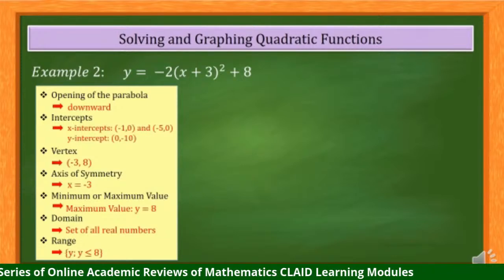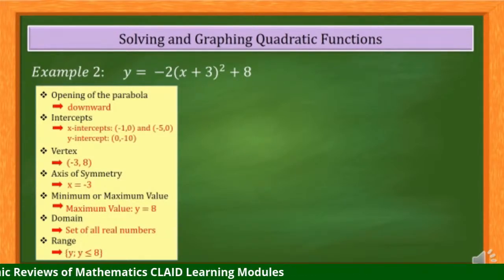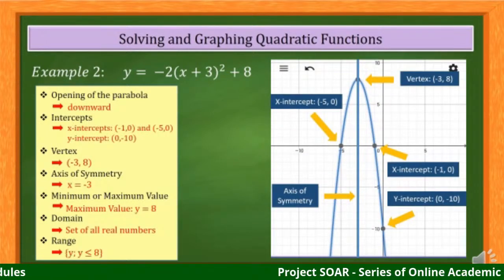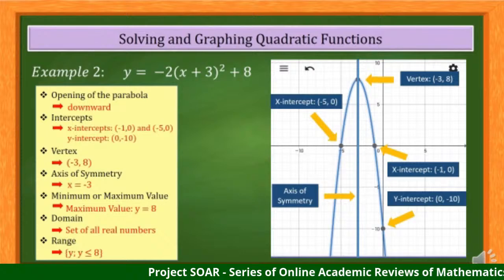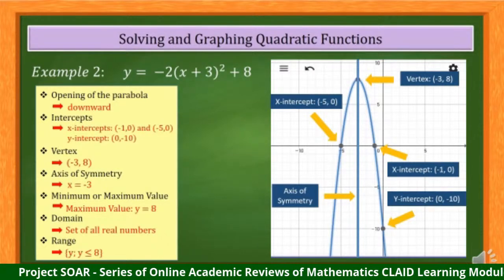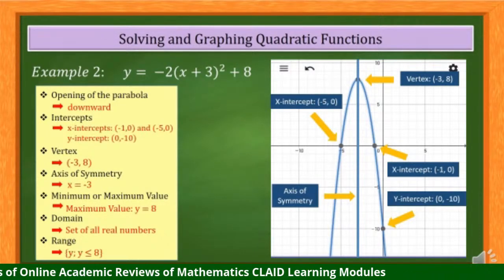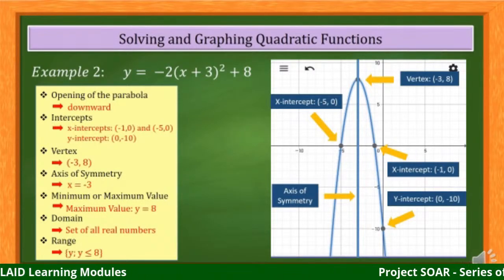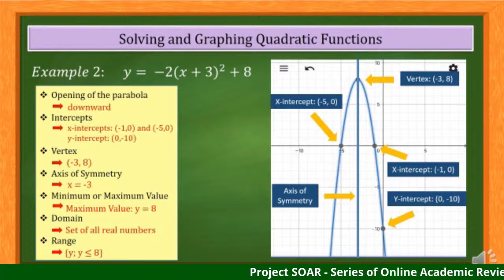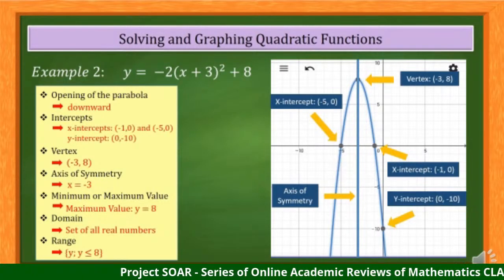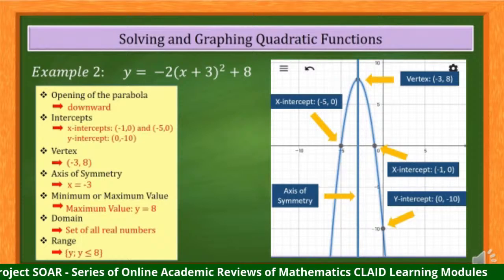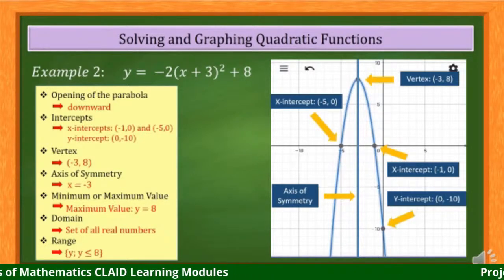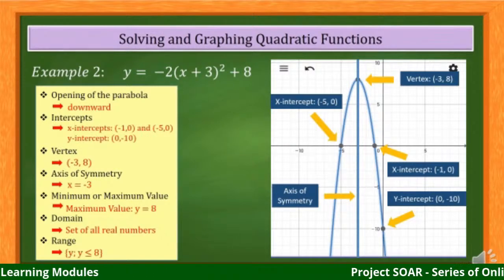This is now the graph of y is equal to negative 2 times the quantity of x plus 3 squared plus 8. So kung mapapansin nyo, yung opening ng graph natin or ng parabola is downward. Then makikita nyo rin yung x-intercepts natin, which is negative 5, 0 and negative 1, 0. Nandyan din yung y-intercept natin, which is 0 and negative 10. Mapapansin nyo rin dyan yung axis of symmetry natin or the line that divides the parabola into two equal parts. And lastly is the vertex or the turning point of the parabola, which is located at negative 3 and 8.